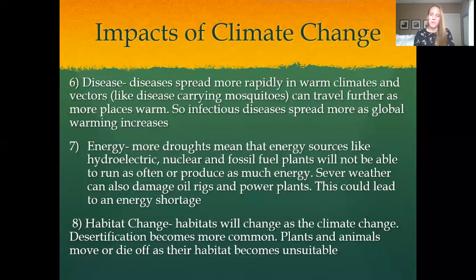Diseases also spread more rapidly in warmer climates. It's the reason why a lot of places near the equator tend to have higher rates of diseases than places near the Arctic. And vectors which spread diseases, like mosquitoes, can also travel further and exist in more places because they need warmth to survive.